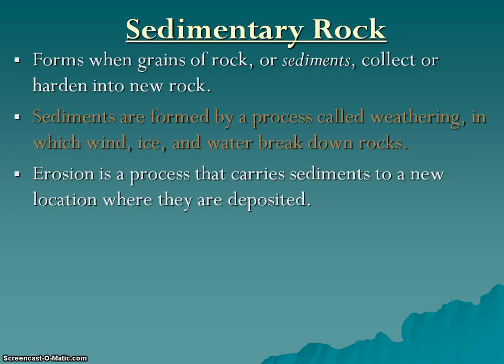The next type of rock that can form is going to be sedimentary rock. Now, sedimentary rock is not going to form through a chemical process. It is going to form through a physical process. That's through weathering and erosion.